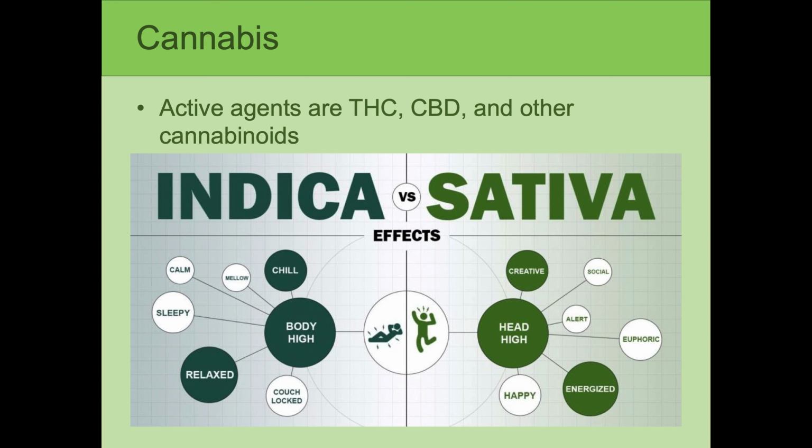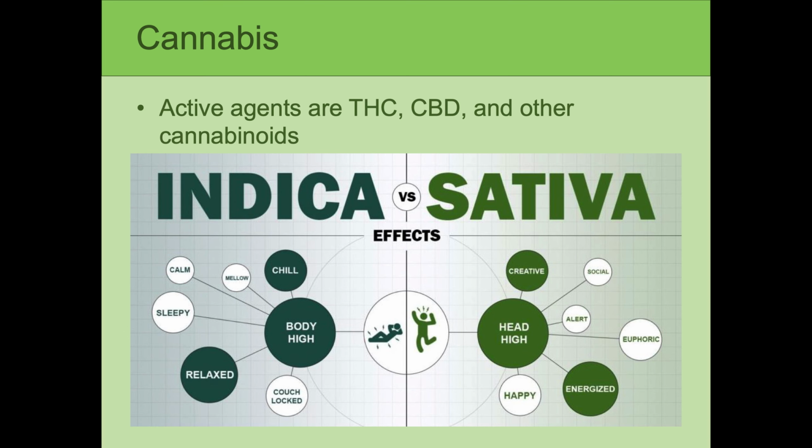But we also need to make sure that we're talking about the active agents in it. There are very specific active psychoactive agents that exist in cannabis. These are usually classified as cannabinoids. The two that are talked about as the most common, or the biggest names in this, are THC and CBD.